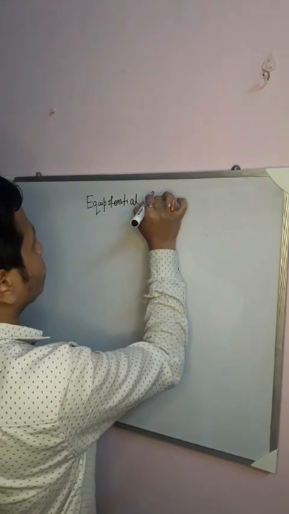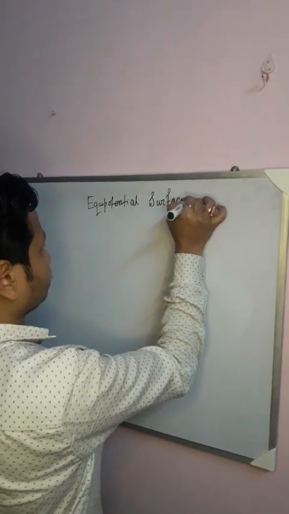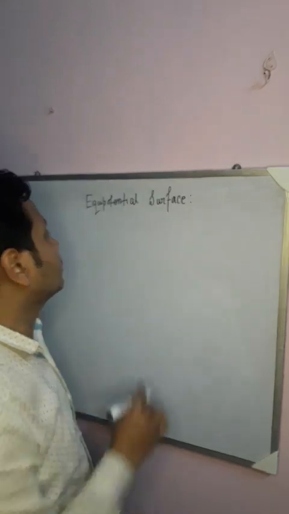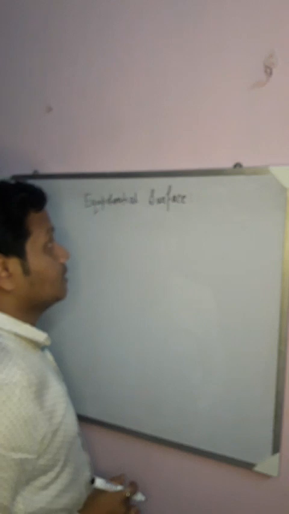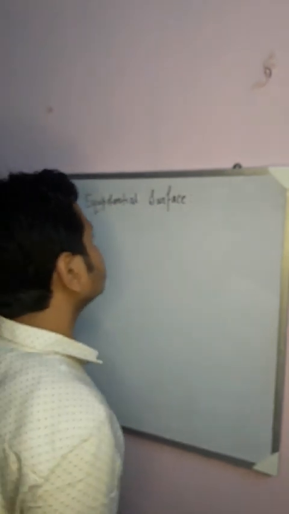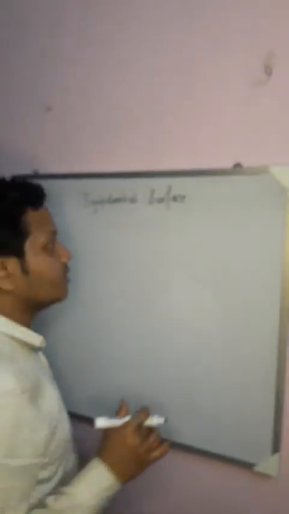Equipotential surface. Okay, so you can easily understand by seeing the name, equipotential. That means the locus of all points having the same potential. A surface over which the potential at every point remains the same.